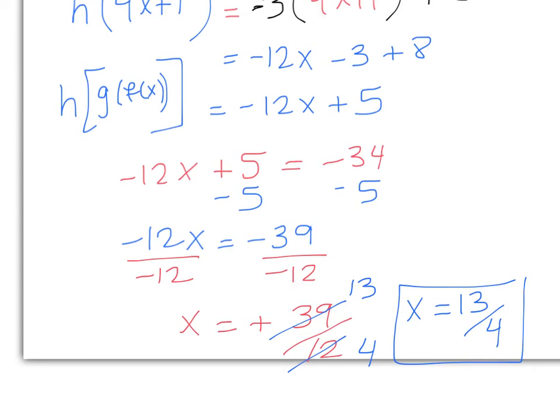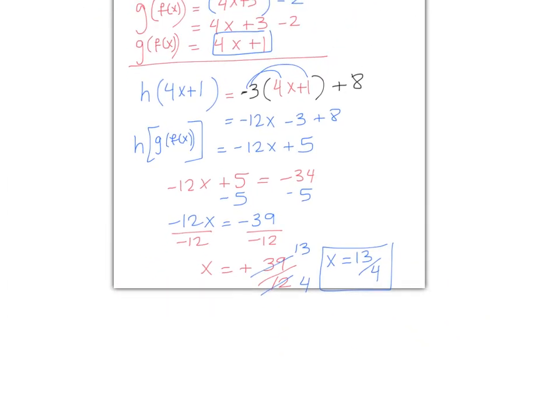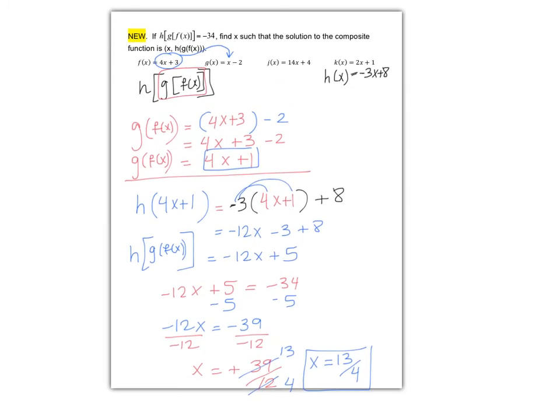So let's make this smaller so we can see the whole picture. Okay, so let's review what we did. Now h of g of f of x equals negative 34, so I need to have a function h given, a function f given, and a function g given. And they're telling me that all of that is equal to negative 34. So first of all, you take this, simplify it, so it's a two-step process, and then the function that you get, or whatever answer that you got, you set it equal to negative 34.